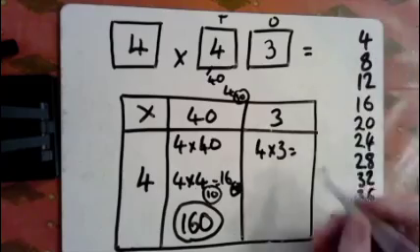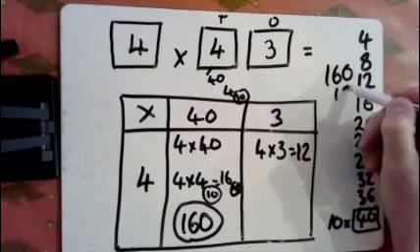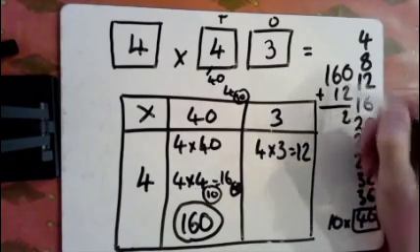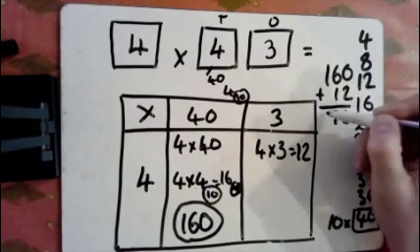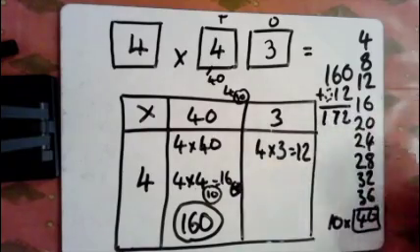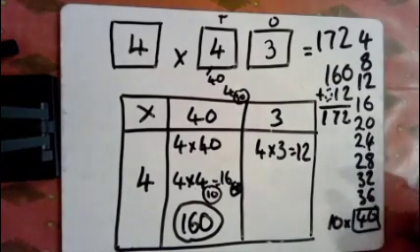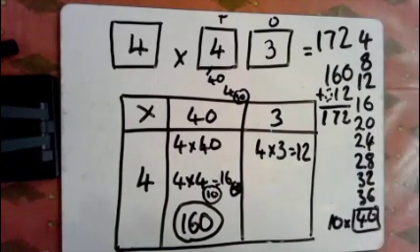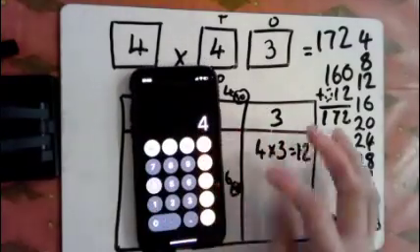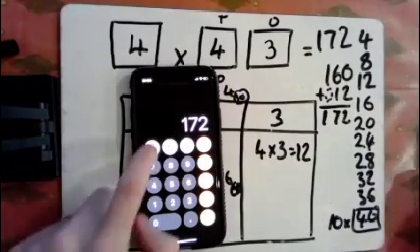Right. 4 times 3. 1, 2, 3. Oh, that gives me 12. And I'm going to do my columns there quickly. 6 tens add 1 ten is 7 tens. Remember my invisible zero if I need it. And I get 172. Now, a way of checking this would be to grab my trusty calculator, my phone, my tablet, whatever I'm on. I can pop it down there and I've got 4 multiplied by 43. And there's 172 to check my answer.